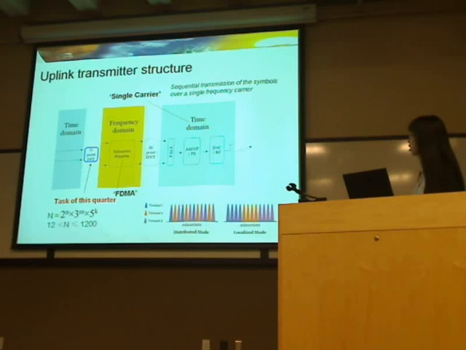In LTE, this N is limited to the products of integers 2, 3 and 5. Also, N is bounded to a certain range, which is determined by the bandwidth of the channel. Here, this 12 is the number of subcarriers per resource block. And for this frequency domain subcarrier mapping, we have two different mapping models. One is the distributed model and the other is the localized model. In LTE, we use the localized model to achieve a lower PAPR.